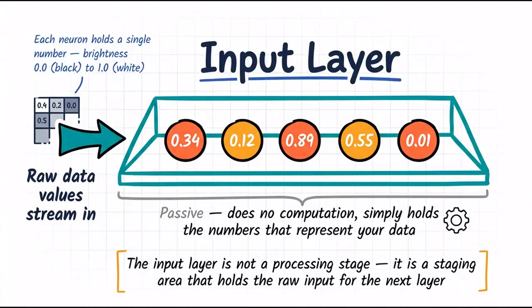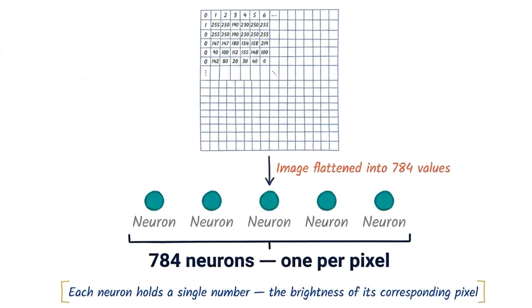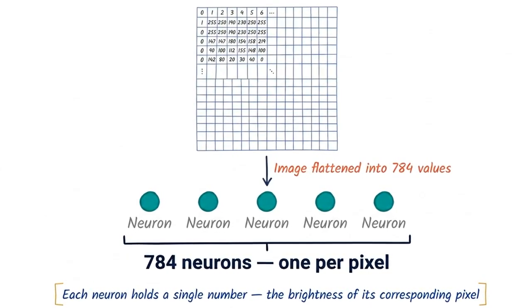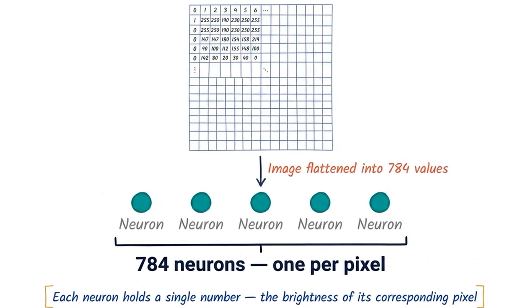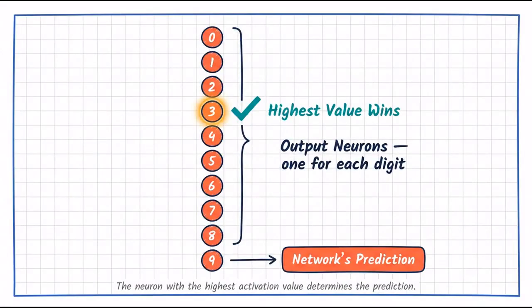The input layer is passive. It does no computation. It simply holds the numbers that represent your data. If you are classifying images that are 28 by 28 pixels, the input layer has 784 neurons, one for each pixel value. Each neuron holds a single number. The output layer is the final answer. If you are classifying handwritten digits, the output layer might have 10 neurons, one for each digit 0 through 9. The neuron with the highest value wins, and that is the network's prediction.